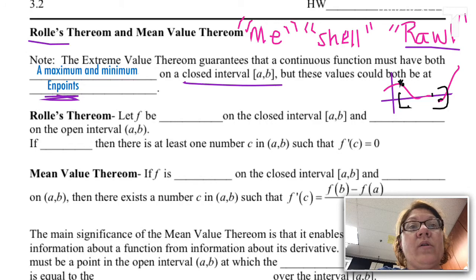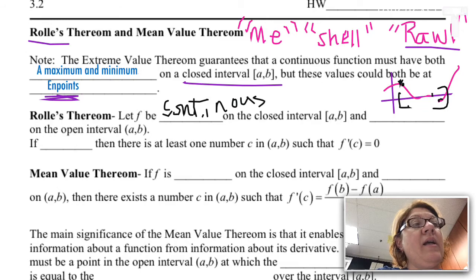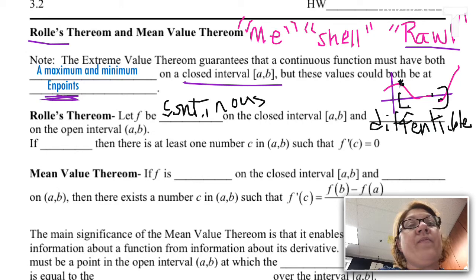Okay, so Rolle's theorem says if I have a continuous function, so again, I can't pick up my pen. Struggling on spelling too. So continuous and differentiable. So in other words, I can find the slope of any tangent, differentiable, on the open interval (a, b).